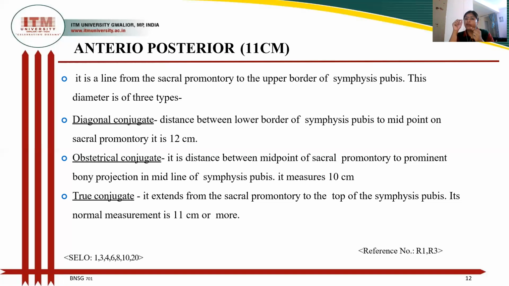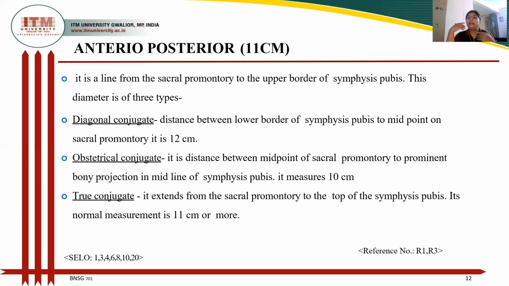Okay. From where to where did we measure the anterior posterior diameter? From the upper border of the symphysis pubis to the sacral promontory, that was the anterior posterior diameter. If we draw the same line from the sacral promontory's midpoint to the lower border of the symphysis pubis, that in particular we are seeing as what? Diagonal conjugate, and that is 12 centimeter length.